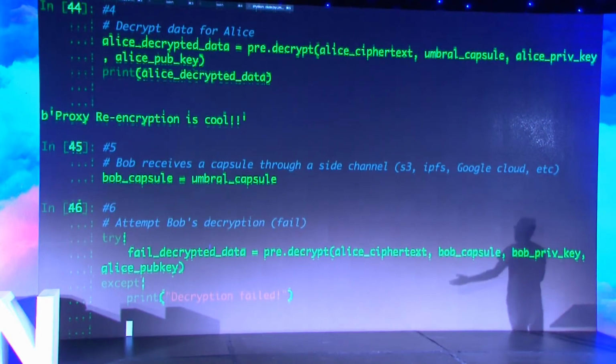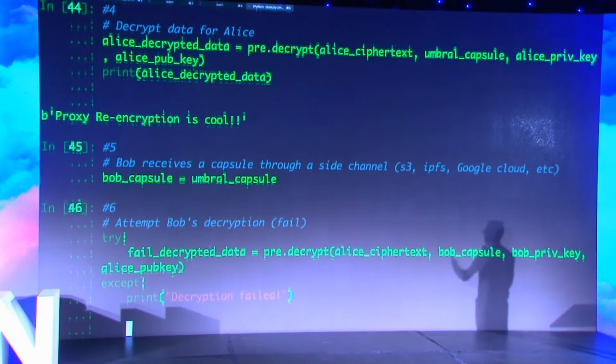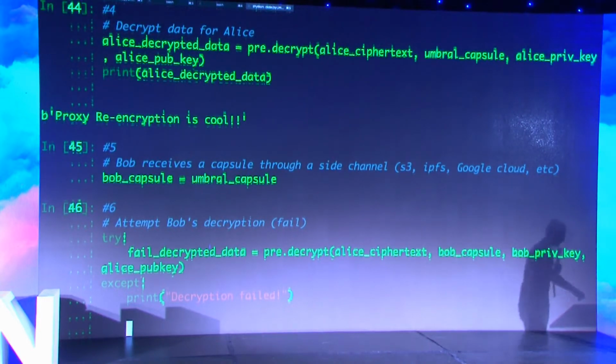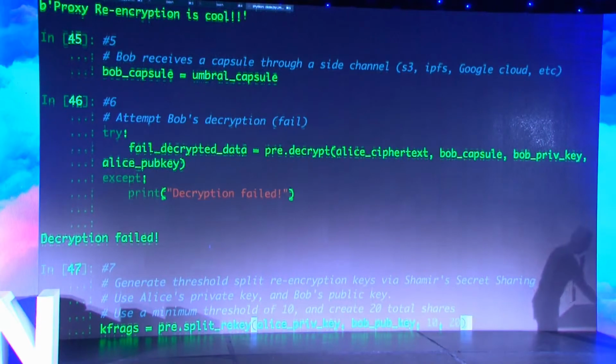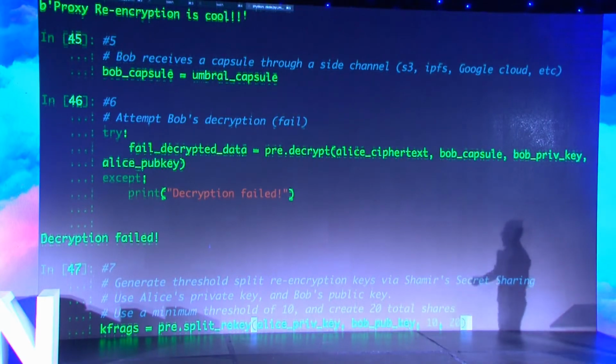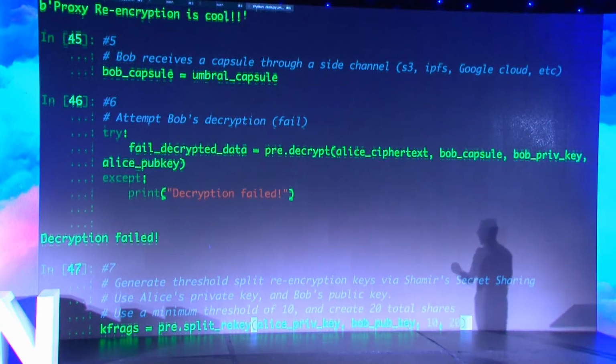So next, Bob hasn't been granted access yet. It has not been re-encrypted. So when he tries to decrypt it, it fails. Now we're going to grant Bob access by having Alice generate key fragments. She creates 10 of 20, that's that M of N number, where she generates 20 re-encryption keys, fragments, and distributes them to the network, where Bob only needs 10 re-encryptions to be performed to actually have access to the data.